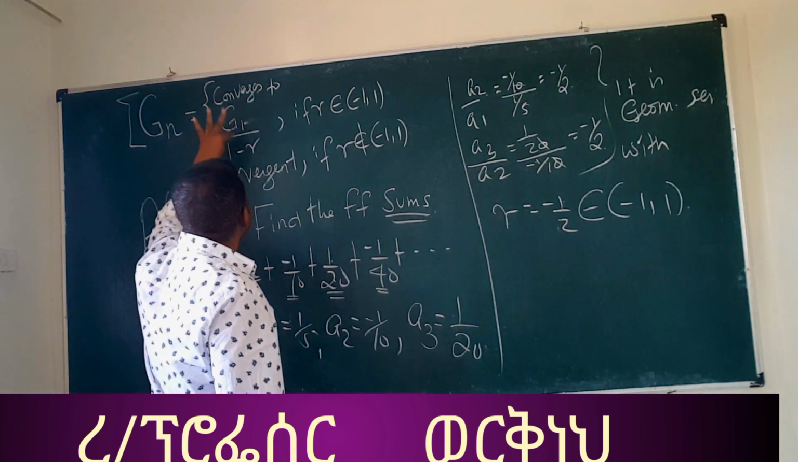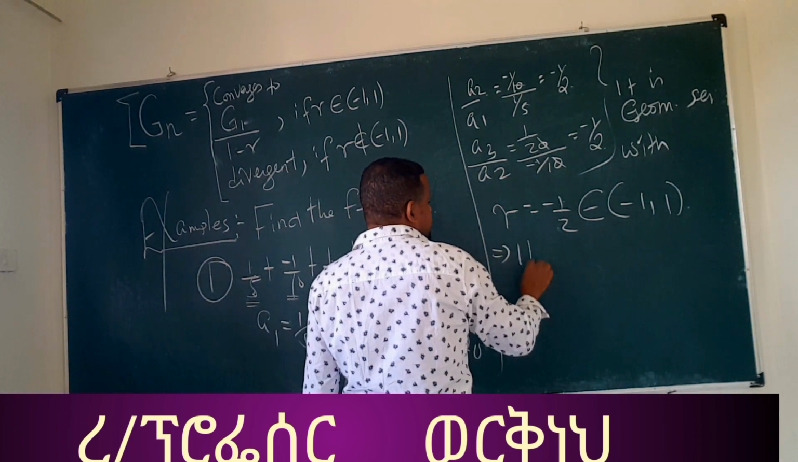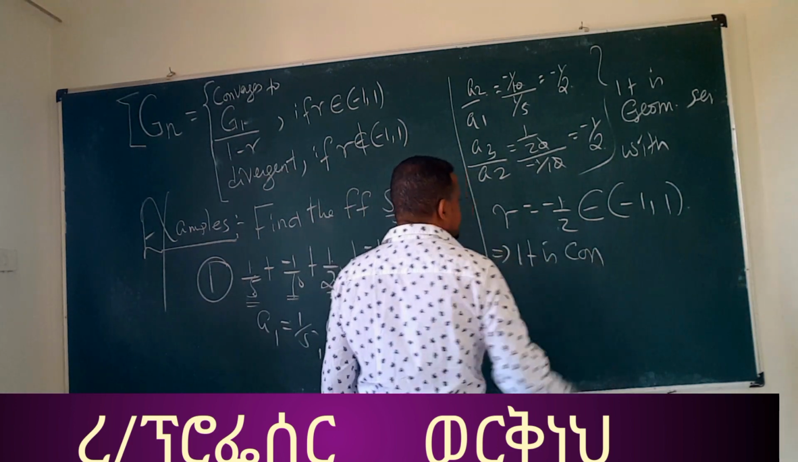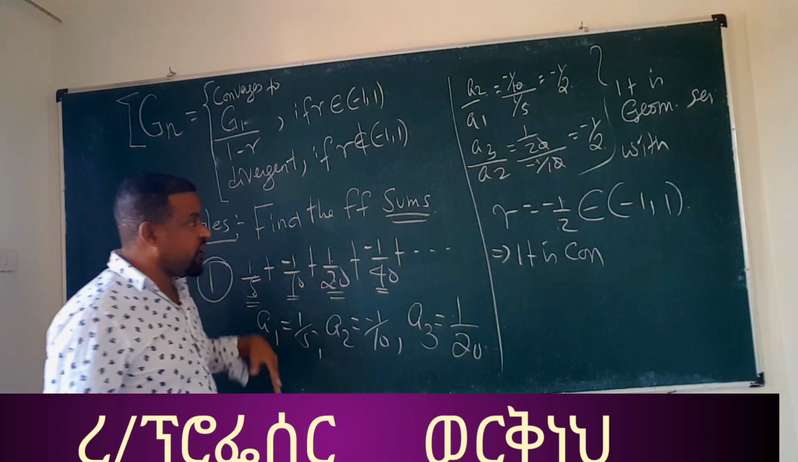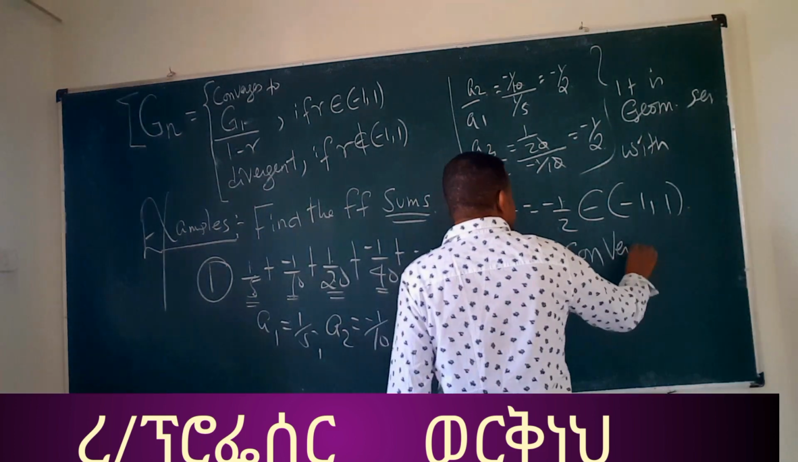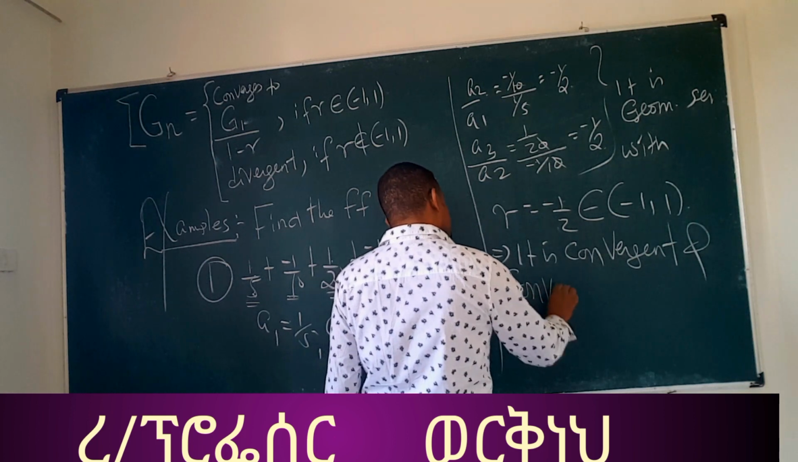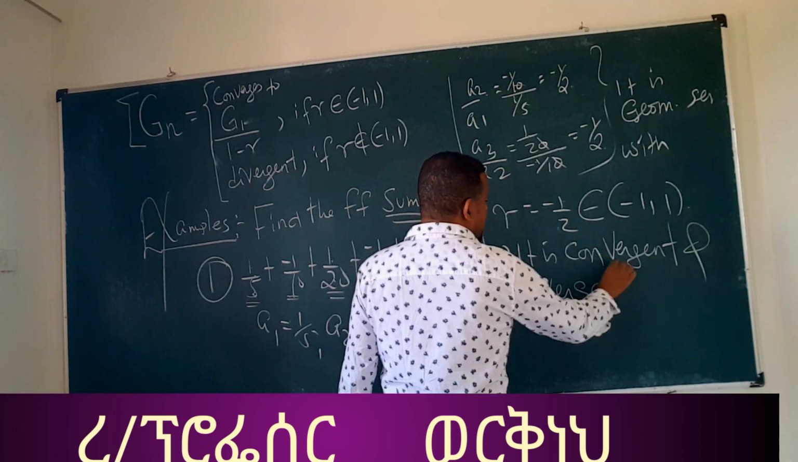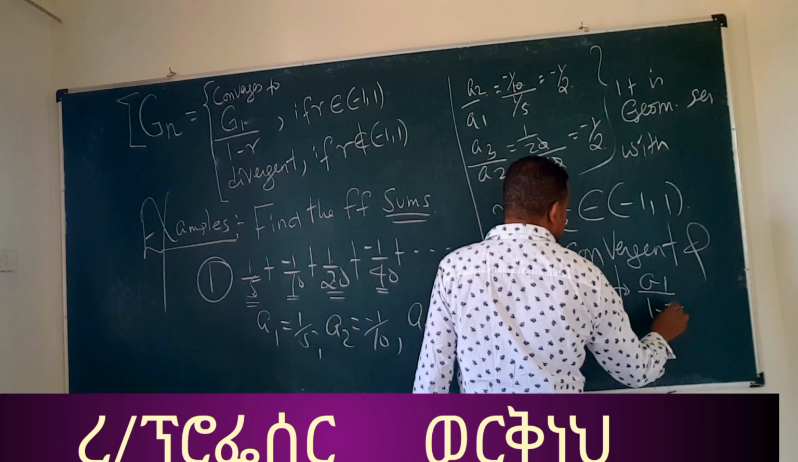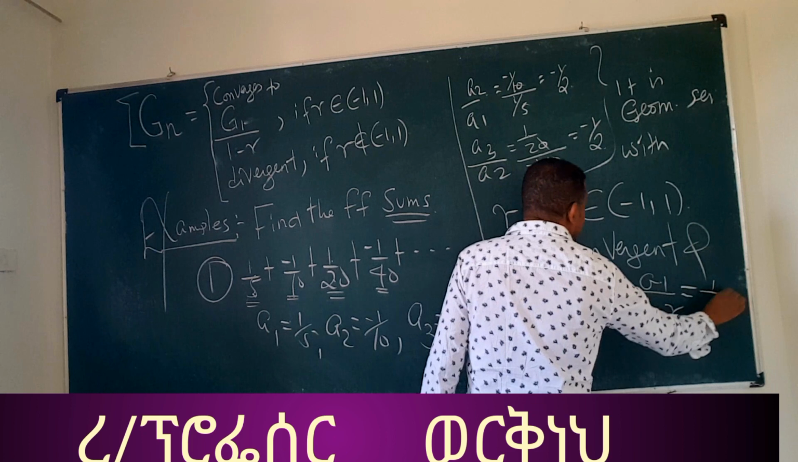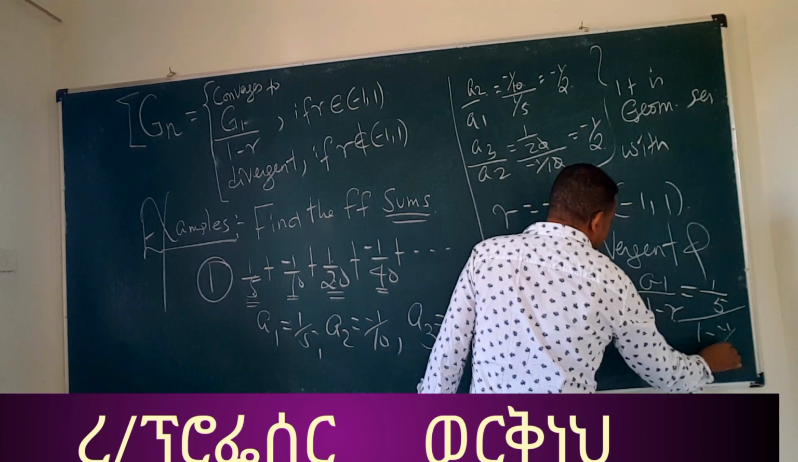ነው and converges to g1/(1 - r). So it implies the series is convergent. Here series ማለት the series 1/5, negative 1/10, 1/20 is convergent and converges to g1 over 1 minus r. So which is g1 ማለት 1 over 5 over 1 minus r ማለት negative 1 over 2.